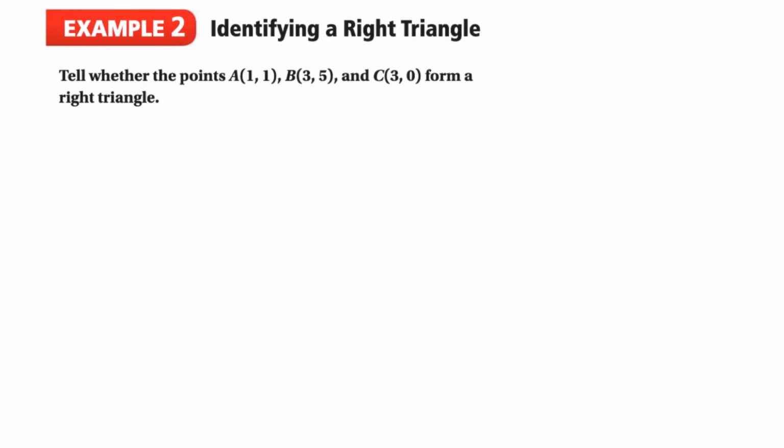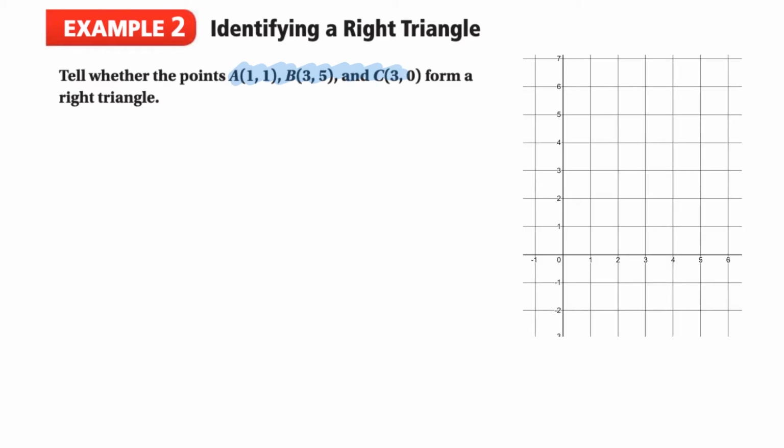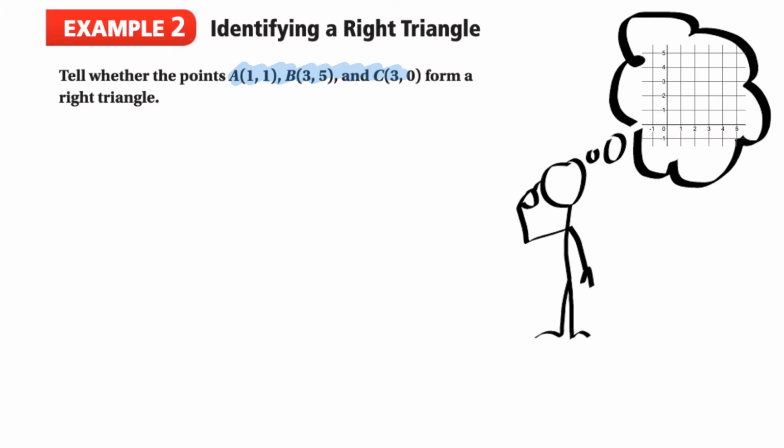In our second example, we want to find out if these 3 points form a right-angled triangle. So ideally, it would be a lot easier if we had these 3 points on a coordinate plane. But unfortunately, sometimes we're not always going to have a coordinate plane. So what we can do though is imagine we had the coordinate plane and draw our points A, B, and C where they may be if they were on a coordinate plane.